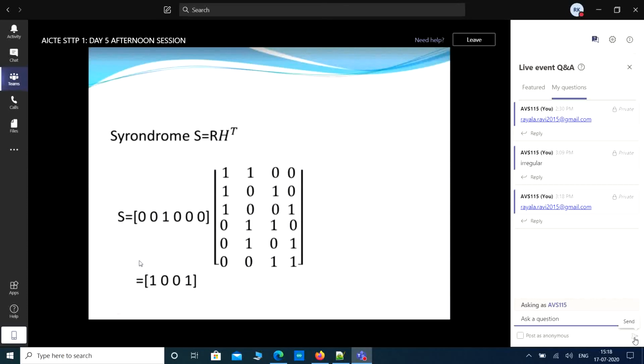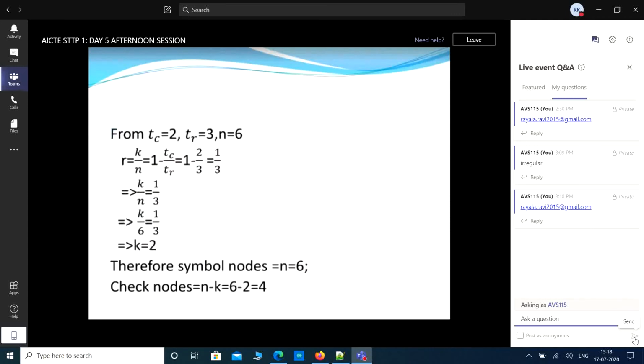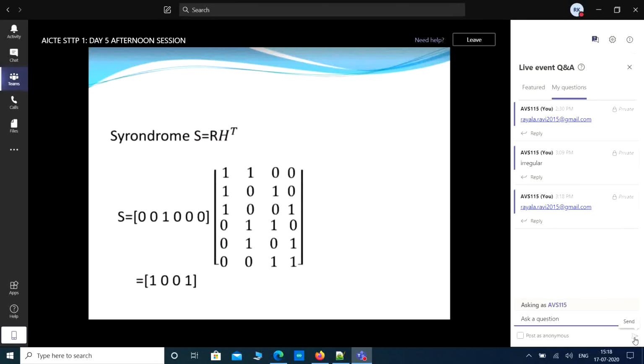The length of the syndrome is 4 bits. Our message bits are 2 message bits, and what is our redundancy? K equal to 2, number of information bits are 2, n minus k is the redundancy. So it is equal to 4. That's why the syndrome size is also 4. After calculating, we got S is equal to 10011.